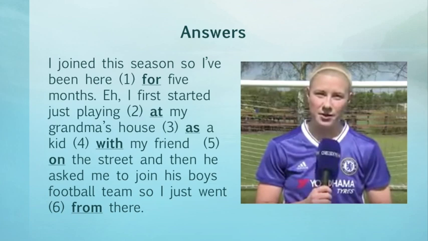Here are the answers. You might have noticed that they are all prepositions. A preposition is a word that is used before a noun to show place, time, or direction. So number one is for, number two is at, number three is as, which here is used as a preposition but can also be an adverb or a conjunction. Number four is with, number five is on, and number six is from.